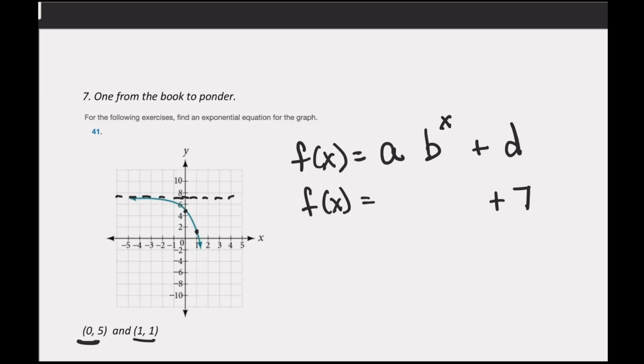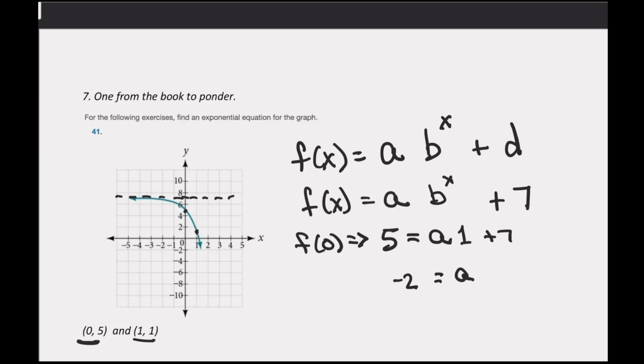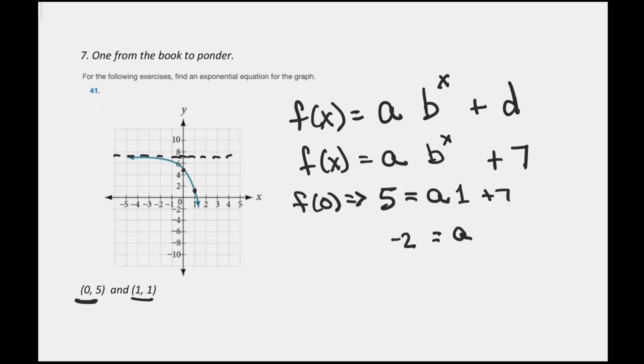And now I see that base-wise, if I plug in a 0, I can find A. If I plug in a 0, I'm going to get a 5. So f of 0 is going to produce a 5. So 5 equals A. B to the 0 is a 1 plus 7. It looks like A then is -2 just by subtracting the 7, right? So now my equation is -2 times whatever the base is plus 7. I need to find the B to have my finished equation.